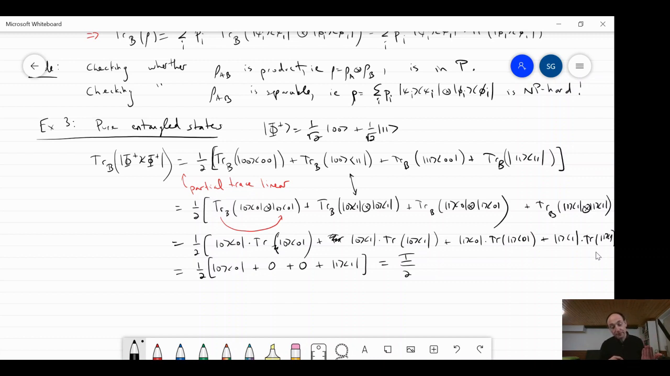And if you do the same thing, of course, if you instead trace out, here we describe subsystem A. If you instead want to describe subsystem B, it would be completely analogous. You'd also get identity over 2. Okay, so that's the next exercise in the notes.